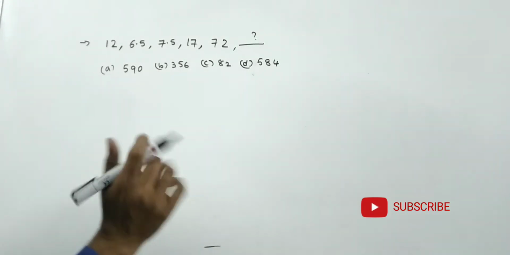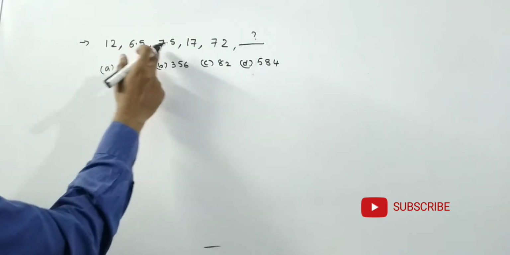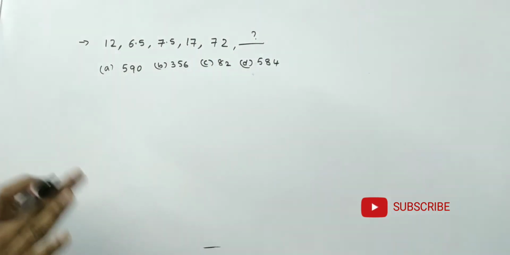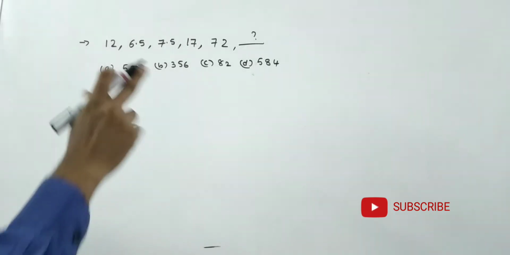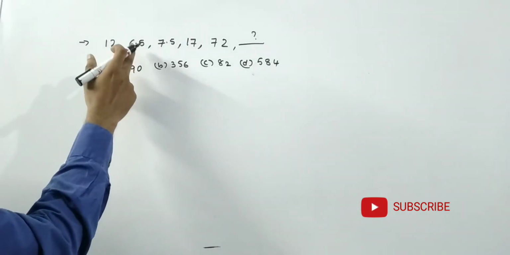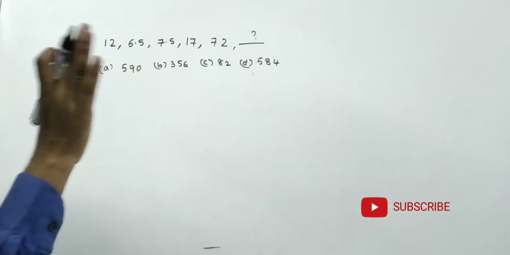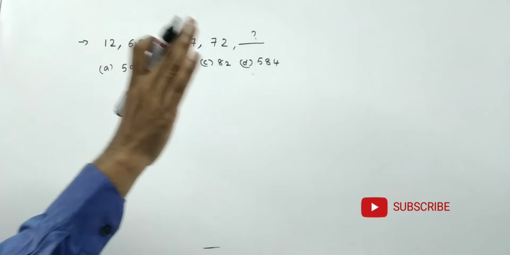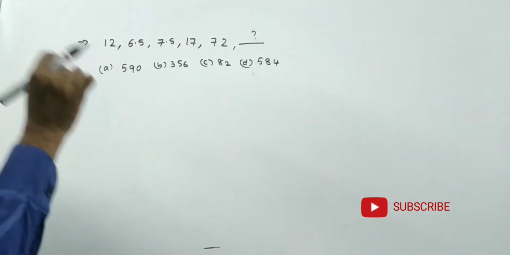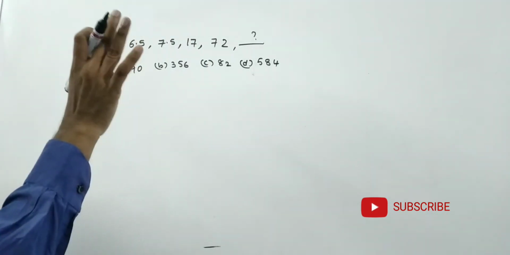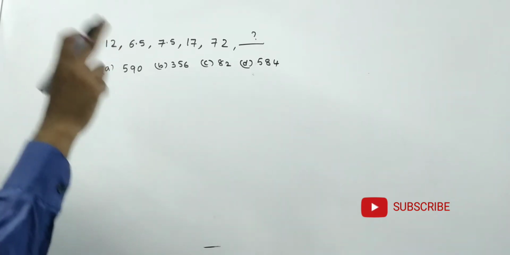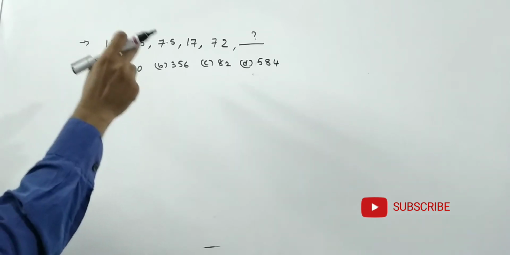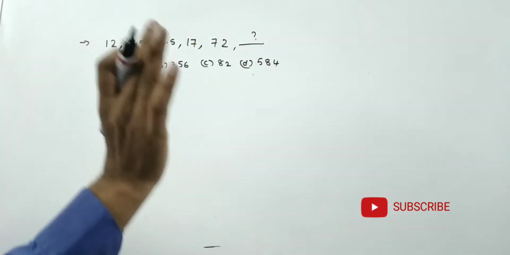See friends, next problem: 12, 6.5, 7.5, 17, 72. In the previous sessions also I discussed, if 0.5 is there in the given numbers, definitely there may be a chance of multiplying with 0.5, 1, 1.5 like that. 99% chance is there of multiplying by 0.5, 1.5, 2.5 like that.